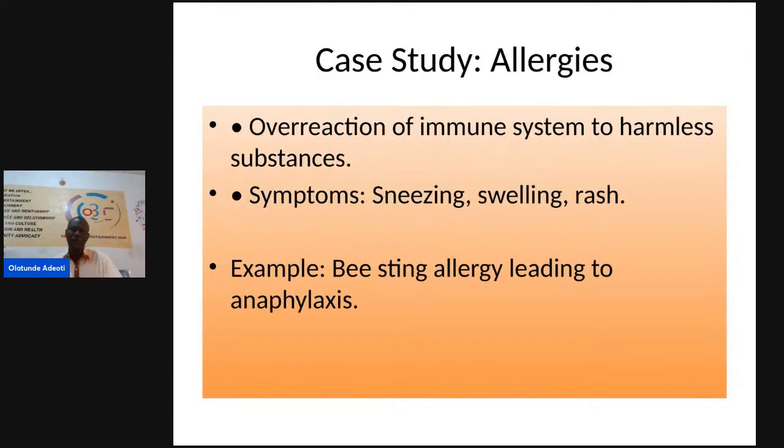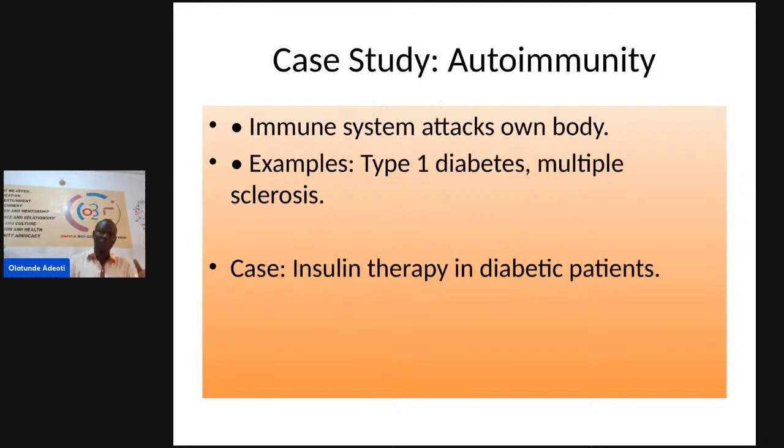Okay, and another is allergy. An allergic reaction is an overreaction of the immune system to harmless substances, like sneezing, swelling, and rashes. For example, a bee sting allergy leading to anaphylaxis. We will see all this when the immune system attacks its own body. Examples are type 1 diabetes and multiple sclerosis. Those are examples of autoimmune diseases, which we are also going to see in the course of this course.